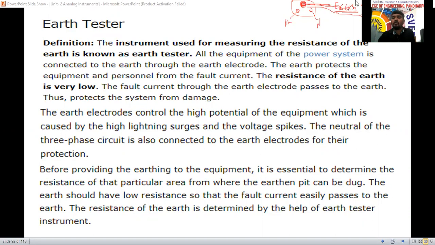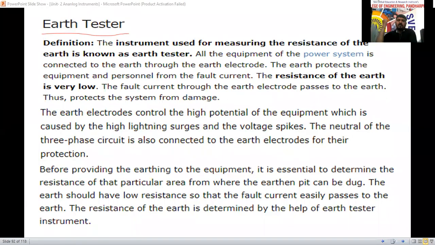For that reason, we are going to measure the earth resistance using an earth tester. The instrument to measure the earth resistance is called the earth tester. The instrument name is earth tester. Okay, have you studied this earth tester in the diploma? Yes, sir. Then very good.